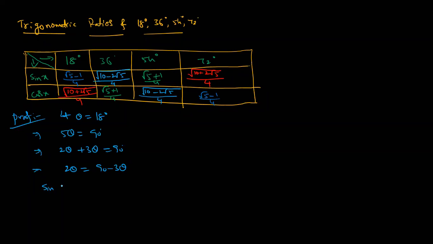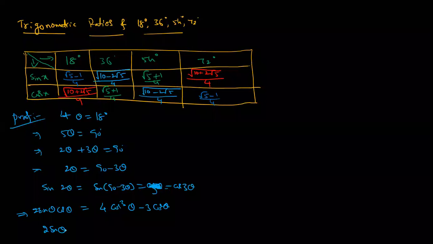Now apply sine on both sides. Sine 2 theta is equal to cos 3 theta. So what is cos 3 theta? That is 4 cos cube theta minus 3 cos theta. Sine 2 theta means 2 sine theta cos theta. Cos theta cancels here. Why? Because cos 18 degrees cannot be 0. That's why.